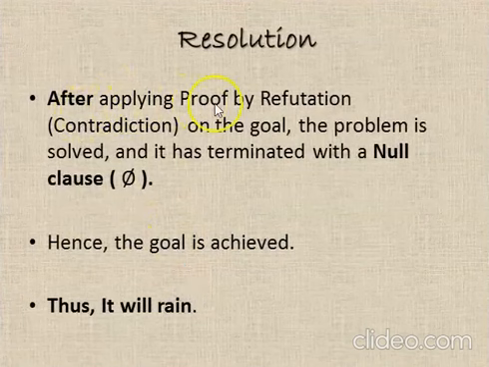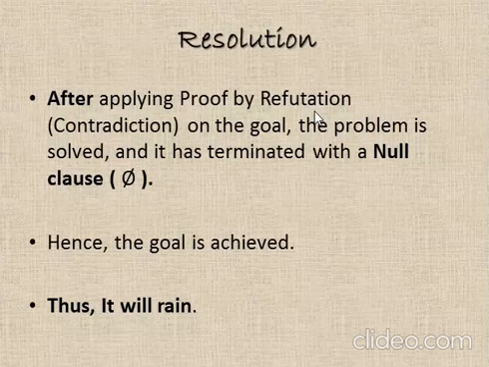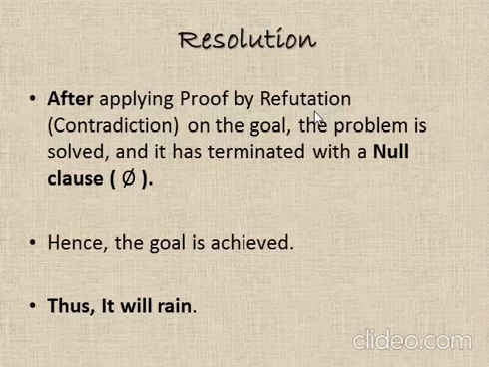So after applying proof by refutation, that is by contradiction, which means that we will be assuming that the goal is wrong, and we will be proceeding and finally reach at a null clause. Then we have to revert our assumption and we thus reach the goal. This is called resolution.